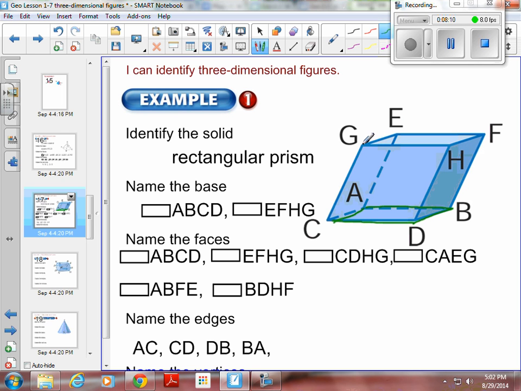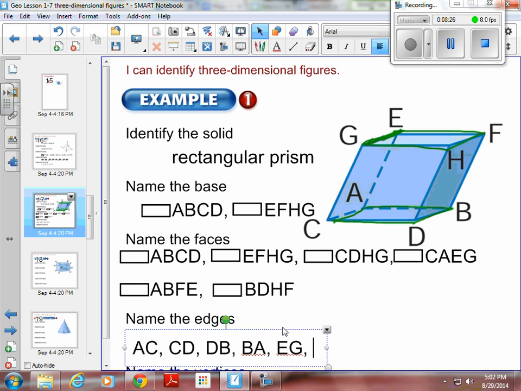I can go around the top. So E to G, G to H, H to F, F to E. So I'm going to do the E to G first, then G to H, then H to F, and then F back to E.